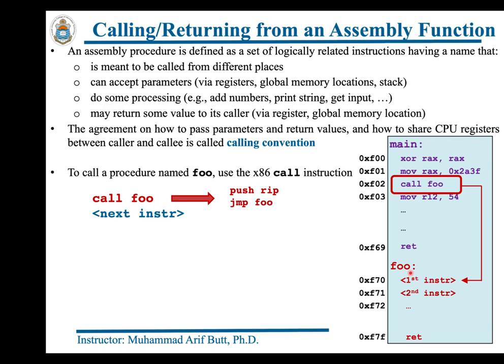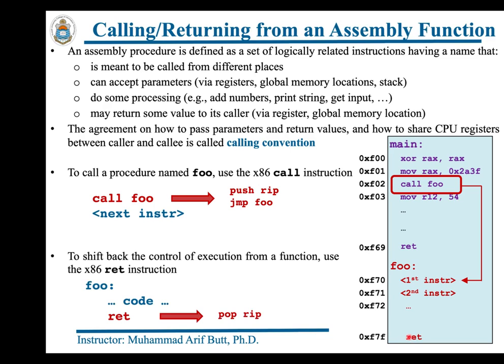Okay, so these instructions will start executing over here, and at the end we have this ret instruction. This ret instruction is used to shift back the control of execution to its caller, and this is done by the pop rip instruction, which will pop off the return address from the top of the stack and place it inside the rip register. And this is shown pictorially over here, that we have moved back to this location.